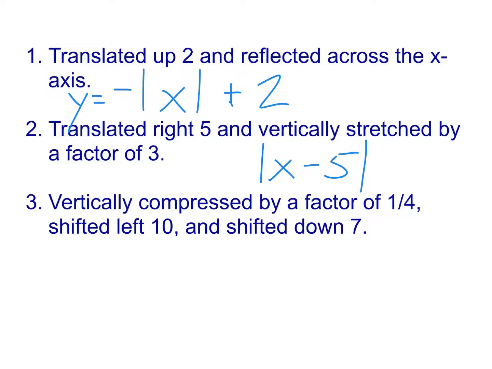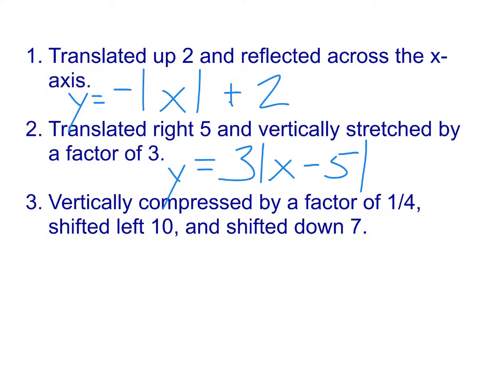All right, now there is one other piece here. We got to translate right and vertically stretch it by a factor of 3. That vertically stretching by the factor of 3 means multiply it by 3. That just goes out front there. So we got y equals 3 times the absolute value of x minus 5.